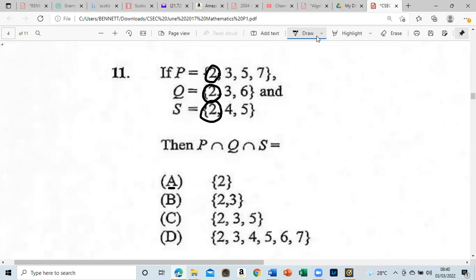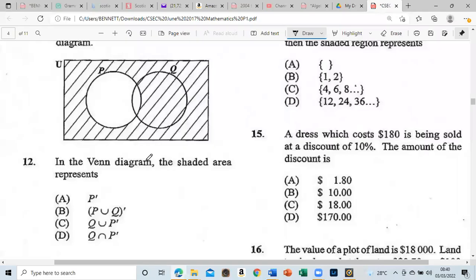Let's move on to number 12. Alright, so number 12 says in the Venn diagram, the shaded region represents, now if you look closely at the shaded region, everything is shaded except for P. So that's P, and so basically it would be P prime or P complement. So number 12 is A.